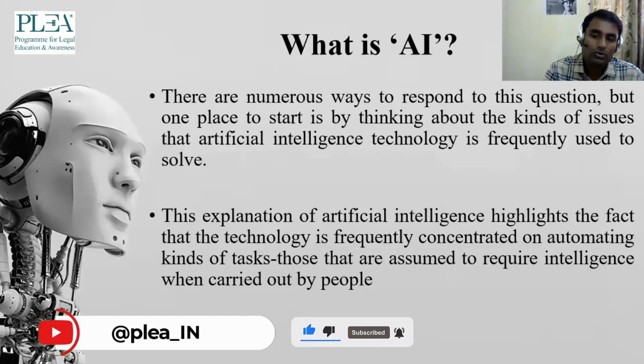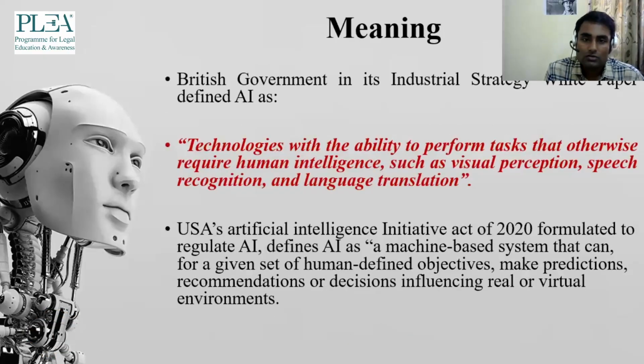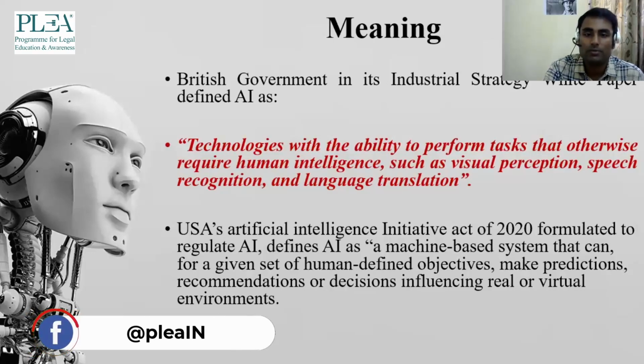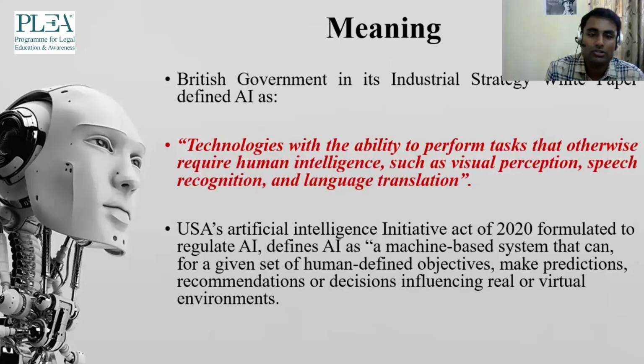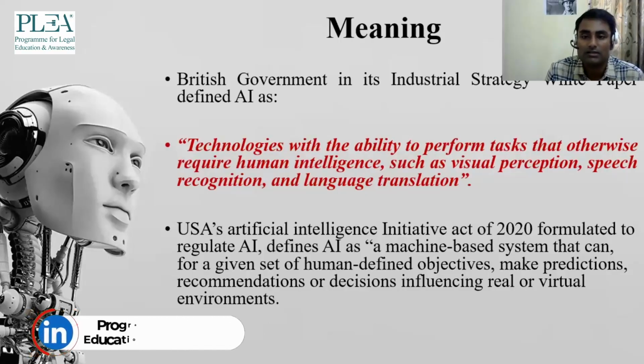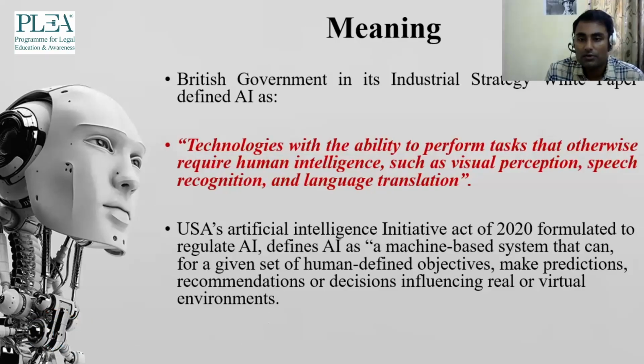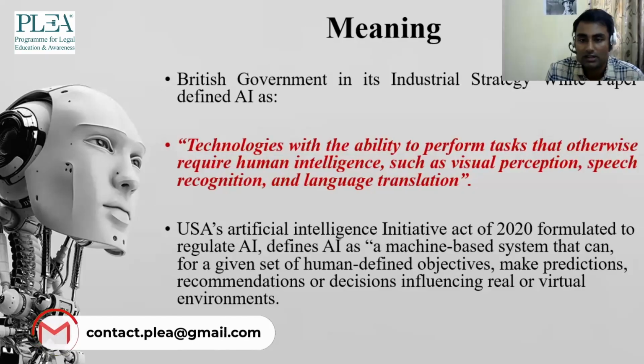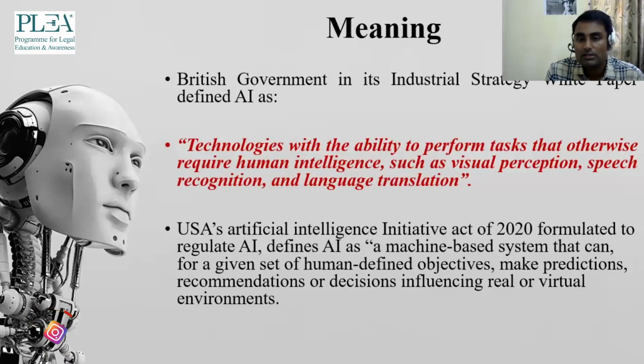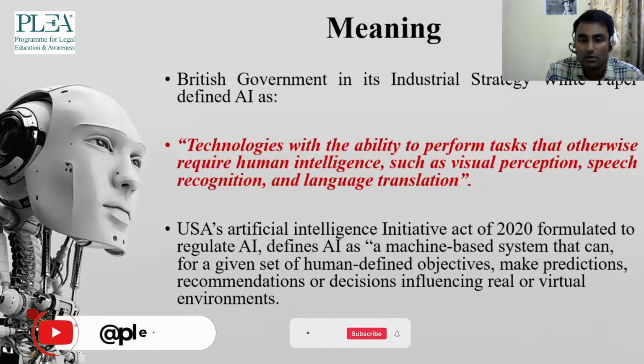If we come to the general meaning of AI, first of all, the British government in the industrial strategy white paper has defined it as technologies with the ability to perform tasks that otherwise require human intelligence, such as visual perception, speech recognition, and language translation. All these things of human intelligence are going to be part of various technologies.